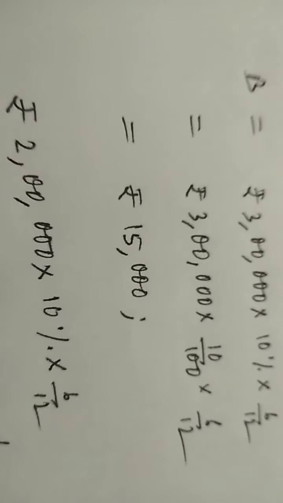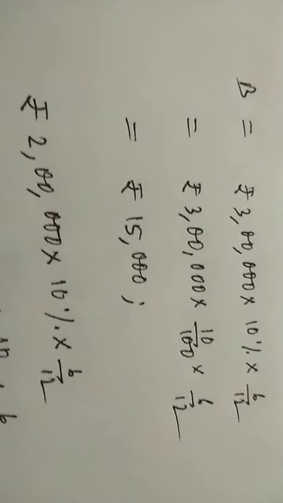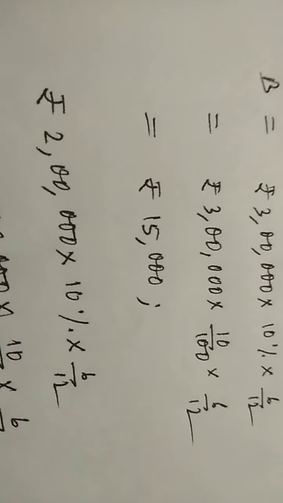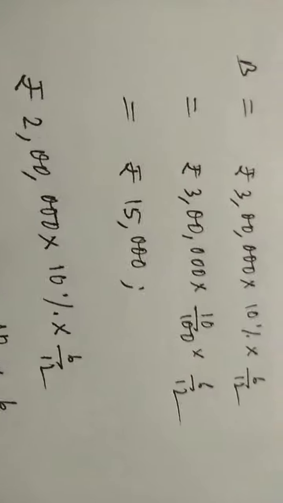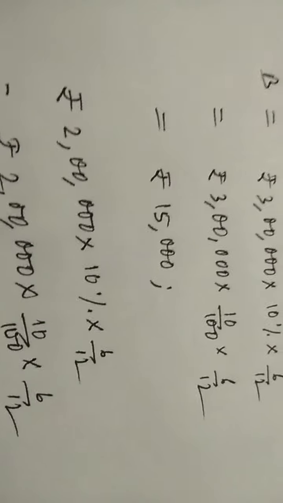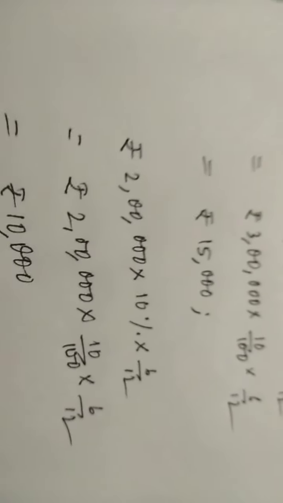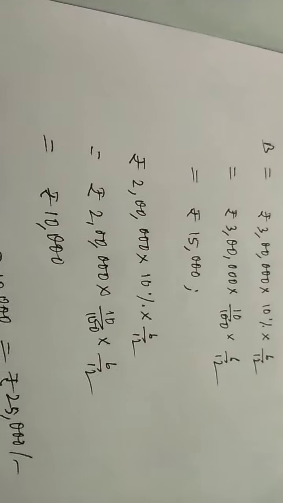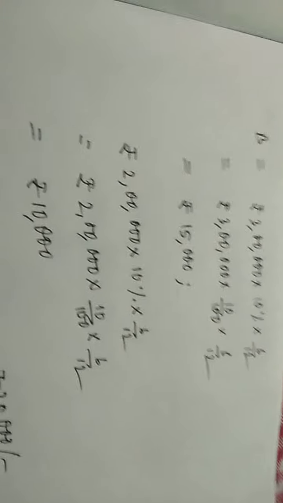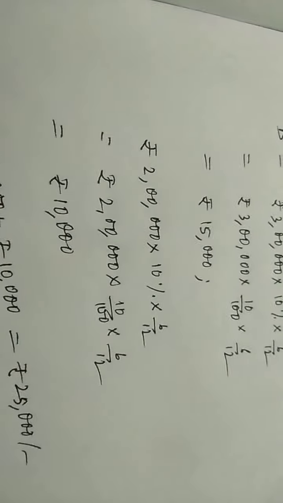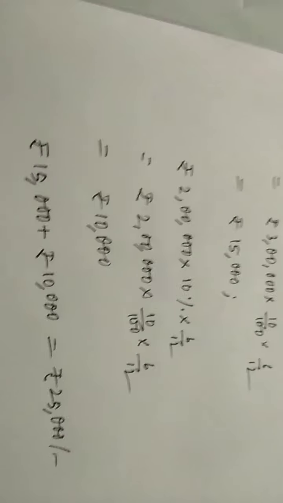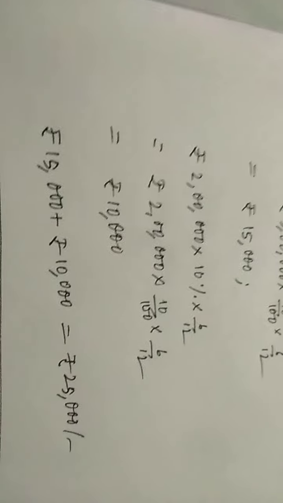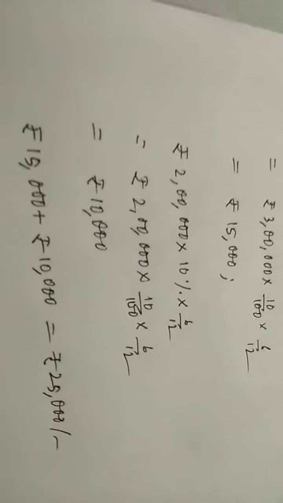Similarly now we'll check for B. B's initial capital was 3 lakh for the period of 6 months at the rate of 10%. So 3 lakh into 10% into 6 by 12 will provide us 15,000. For the next 6 months, since B has withdrawn rupees 1 lakh, his capital is 2 lakh now. His capital is 2 lakh, rate of interest 10% and number of months 6, which gives us rupees 10,000. So 15,000 plus 10,000 gives rupees 25,000 as B's total interest on capital.